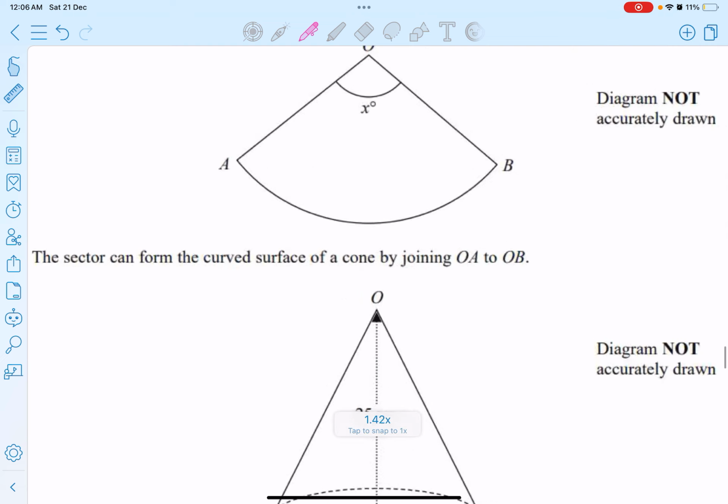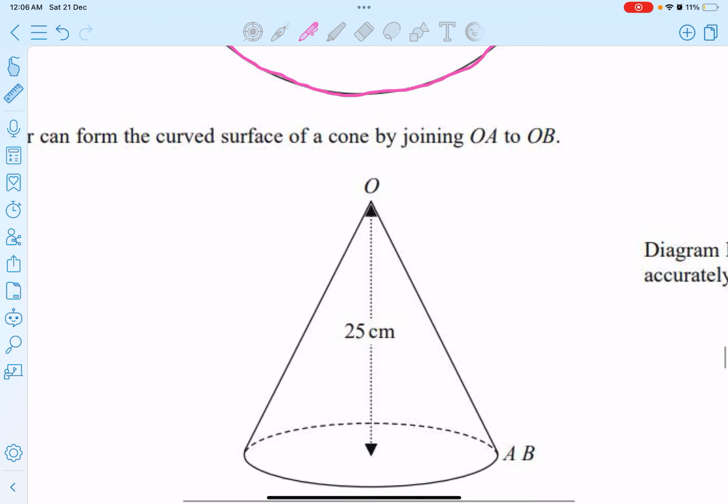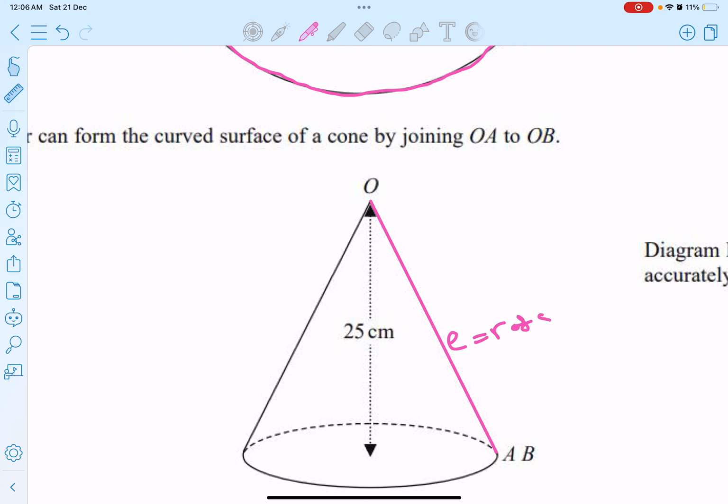To find the value of x, I need to find the value of this side, which is the radius, and the arc length, right? How do I find all of these? The radius here, if you just focus on the question, you fold this paper to make this cone. So this length is actually your slant height L, which is also the radius of the sector.